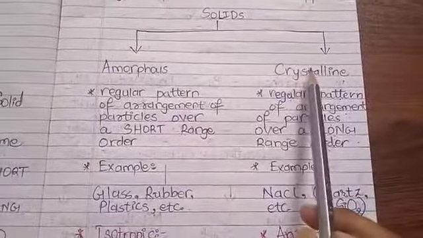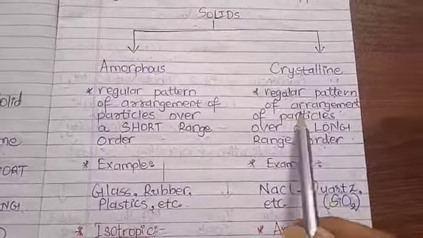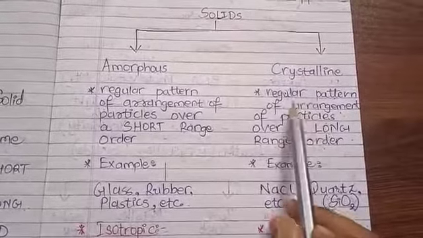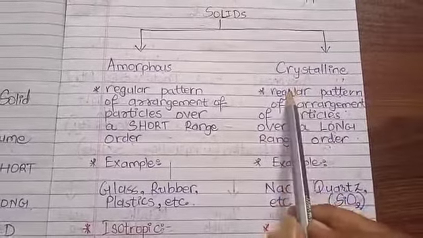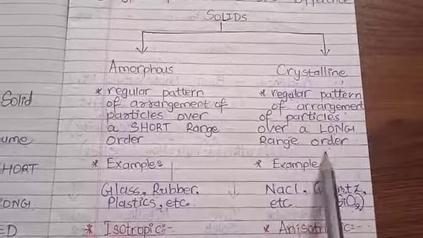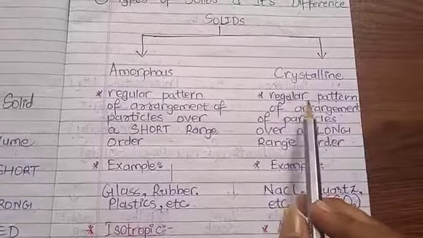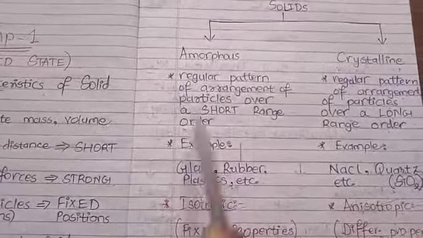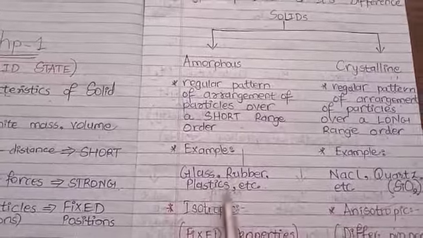And if I'm moving to crystalline, crystalline is a regular pattern of arrangement of particles over a long range order. It is repeated over a very long time. My regular, or you can say certain, pattern is repeated for a very long time. Moving to the examples, the examples of amorphous solids are glass, rubber, plastics, etc.